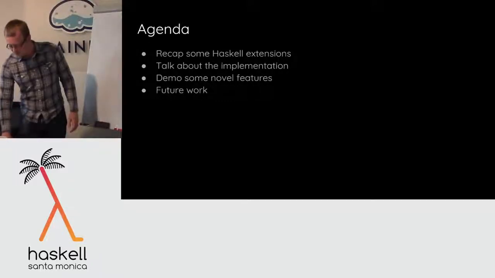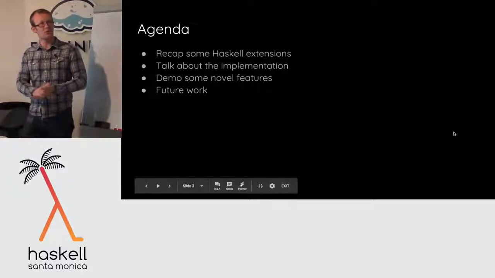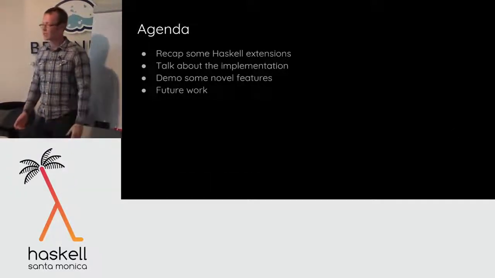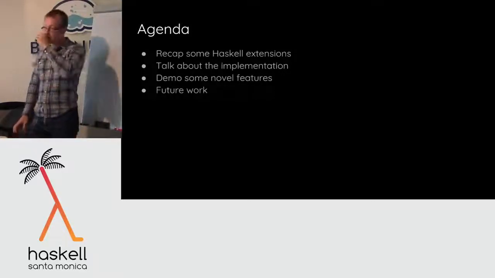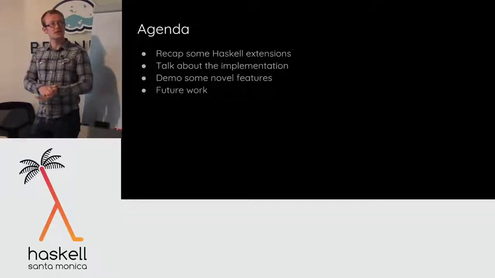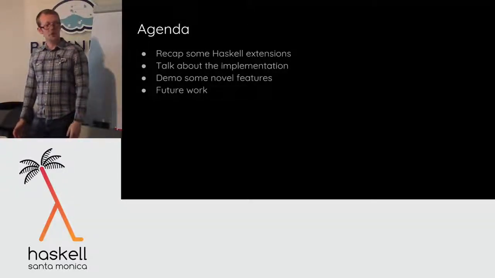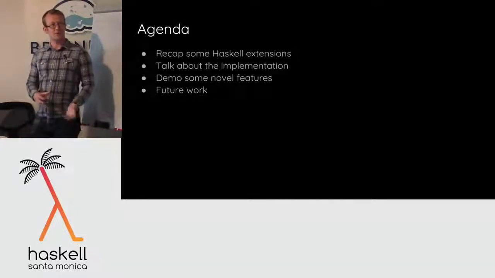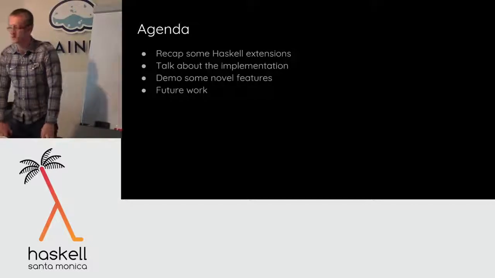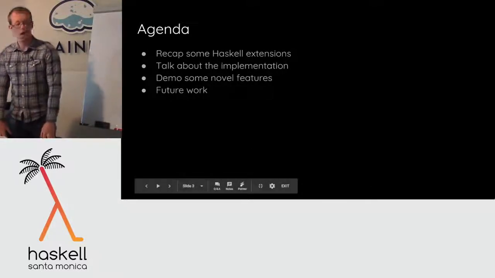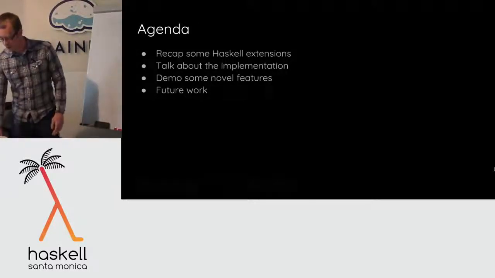Okay, so quick agenda. I'm going to recap some Haskell extensions. Some of them are pretty common, some you might not have seen in a while, so we'll just go over them. Then I'll talk about the implementation of the type system a little bit, and how those features get implemented at a high level in the PureScript compiler. I'll give a couple of quick demos of some features that we have in PureScript that we don't have in Haskell. And then I'll talk a little bit about some ideas for type system features that we would like to add, ideally before a 1.0 release.